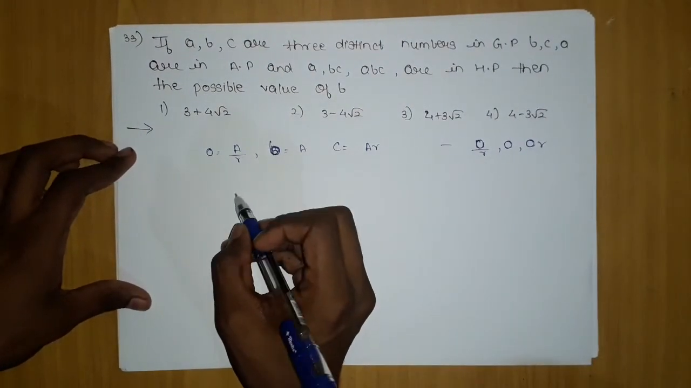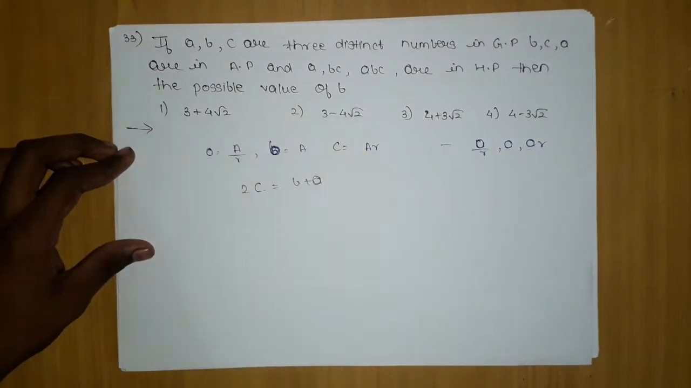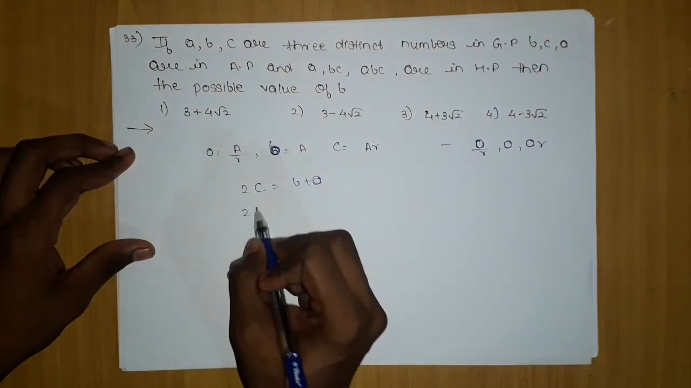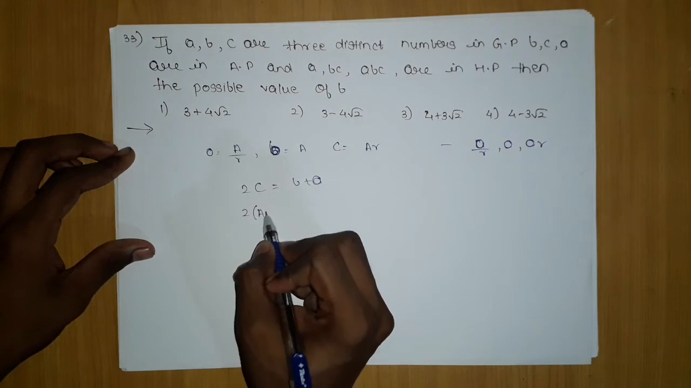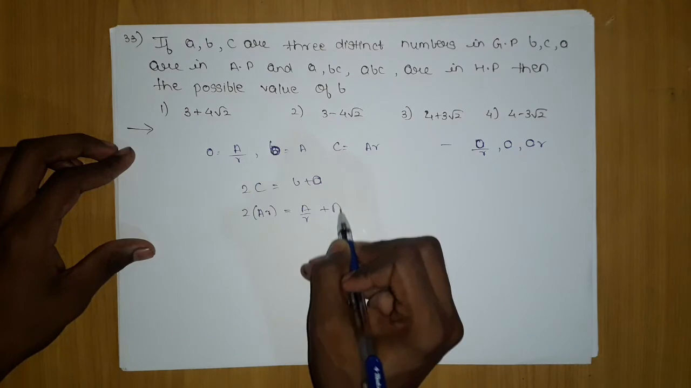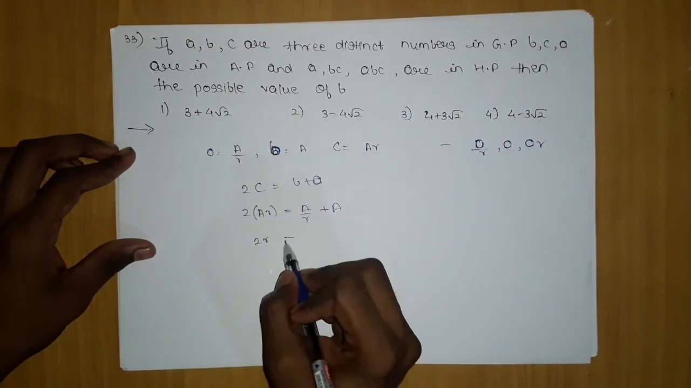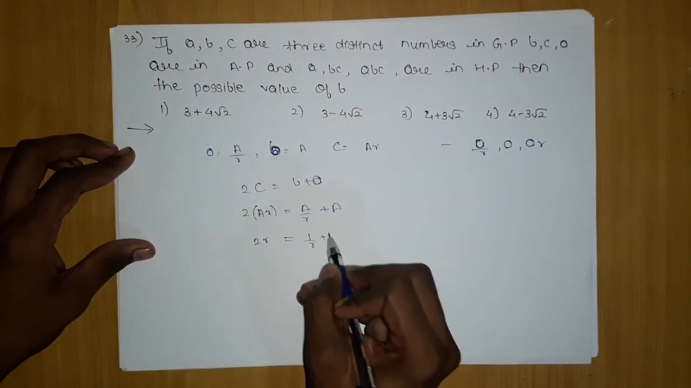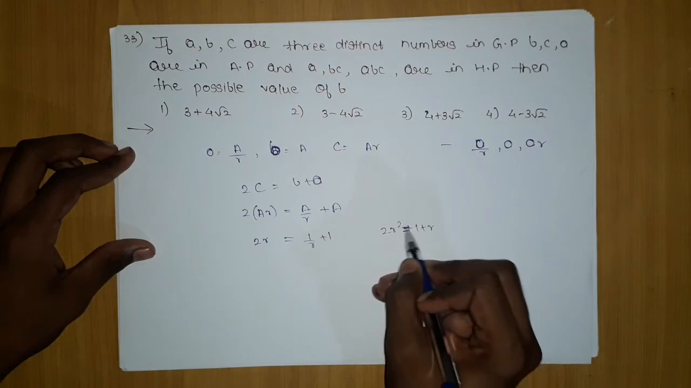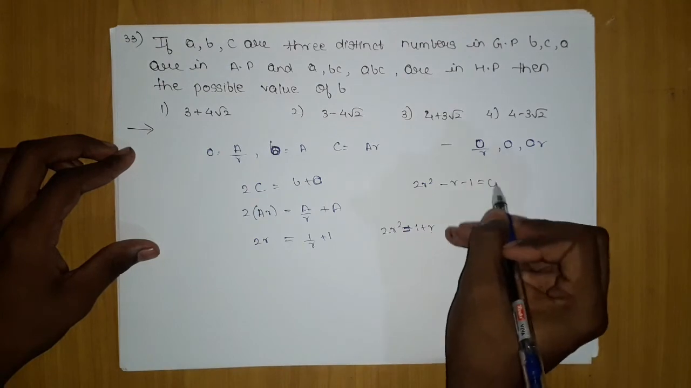Now, the second condition: 2c is equal to b plus a, because they are in AP. If I substitute the values here, 2 into a into r is equal to a by r plus a. So a will cancel out, giving me 2r is equal to 1 by r plus 1, which will give me 2r square is equal to 1 plus r, finally 2r square minus r minus 1 should be equal to 0.